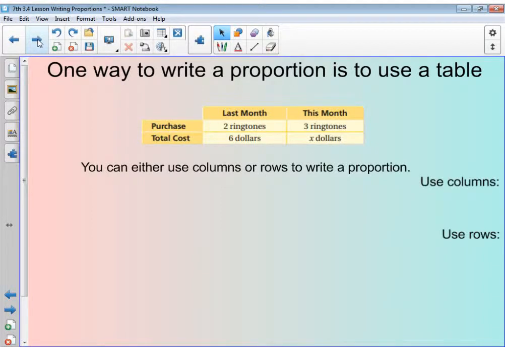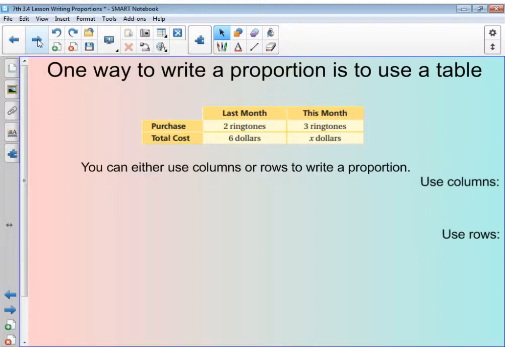We're going to be working with writing proportions. And to start out with, we'll go ahead and work with a table. We're not always going to use a table, but that's kind of what we'll begin with. You can either use the columns of our table that we have there to write proportions, or you can set it up using the rows.